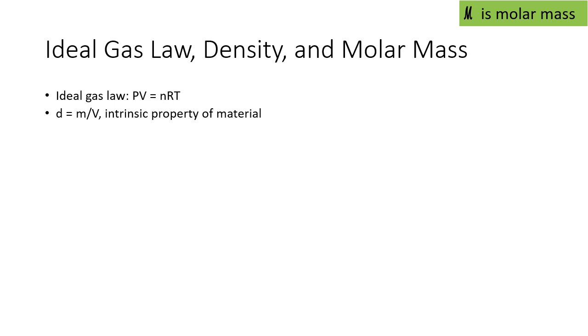We also have encountered density equals mass over volume. Density is an intrinsic property for all materials, including gases. So if you solve PV equals nRT for volume, you can substitute that into the density equation. So we solve for volume, and then we're going to put that nRT over P in for the V in the density equation. And we get density is equal to mass times pressure over moles times ideal gas constant times temperature.